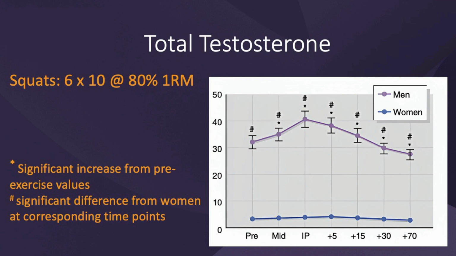This graph displays the total testosterone response in men and women, with the men's data at the top and the women's at the bottom. Notice the dramatic difference. We have pre-training, mid-training, immediately post, and also data points at 5, 15, 30, and 70 minutes post-exercise. Now, this is after 6 sets of squats with 80% of 1RM, with 2 minutes of rest in between. One thing to point out is how long testosterone is elevated for.